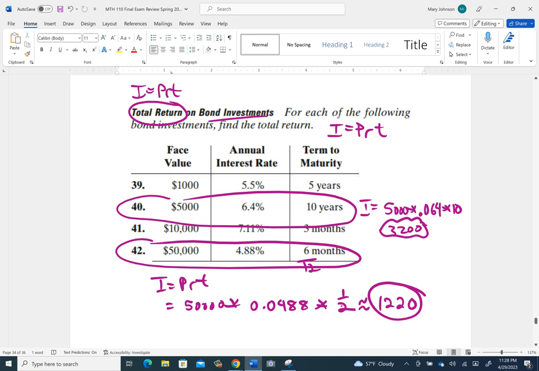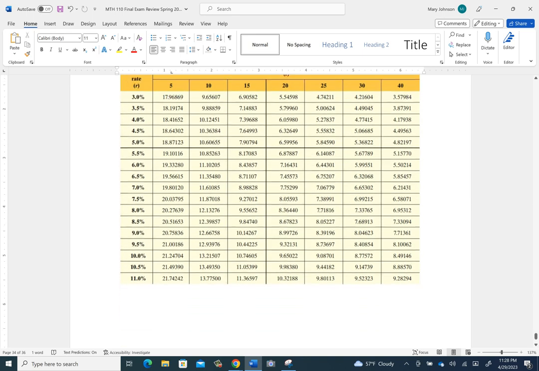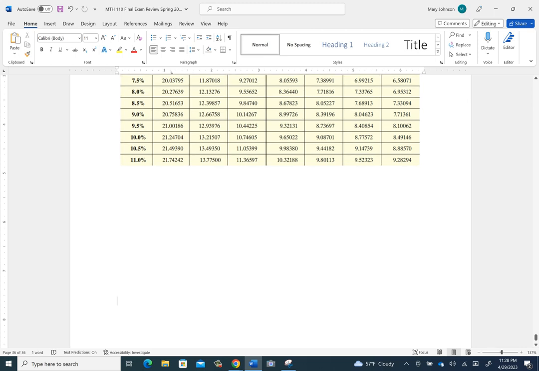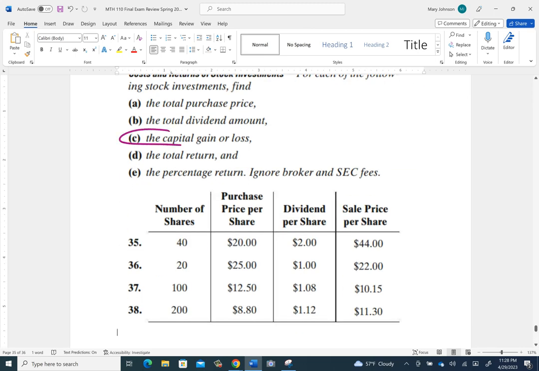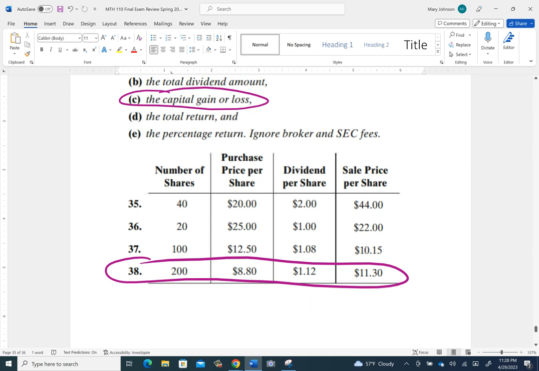The objective says find the capital gain or loss on stock investments. Let me go to the stock problem. Where are you? There it is. And this is the only one we need. Okay. All right, so we're just going to do that. So let's say we had this chart. Let's just do number 35, I guess. Well, let's do 38. Okay, so on number 38, we want just capital gain or loss.